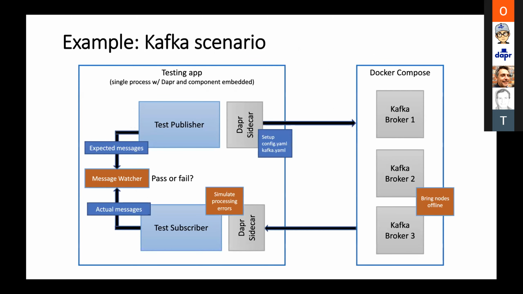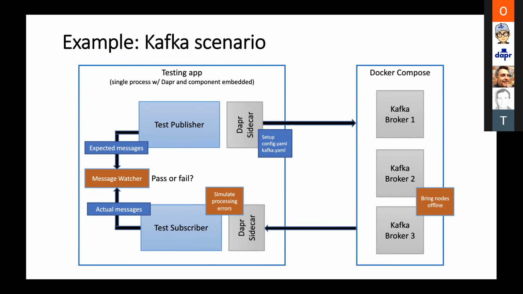So let's dive into an example scenario using our current integration test infrastructure that we are working on right now using Kafka. Just to make this diagram make more sense to the users, we have this color-coded scheme. The light blue boxes are the pieces that the test writer has to write, and the orange boxes are the utilities that we provide in the infrastructure.